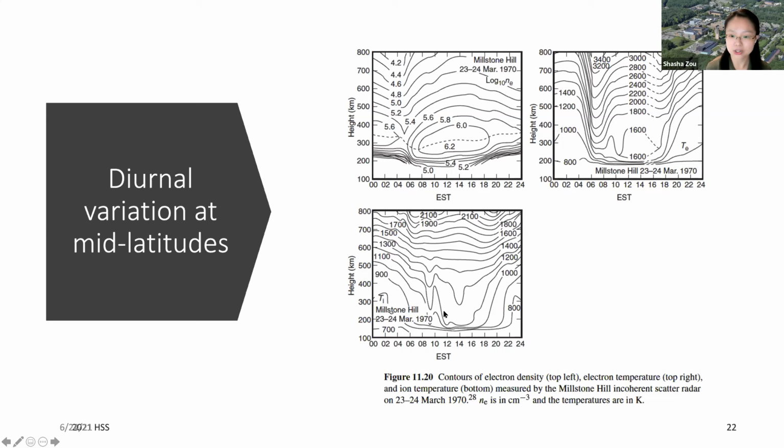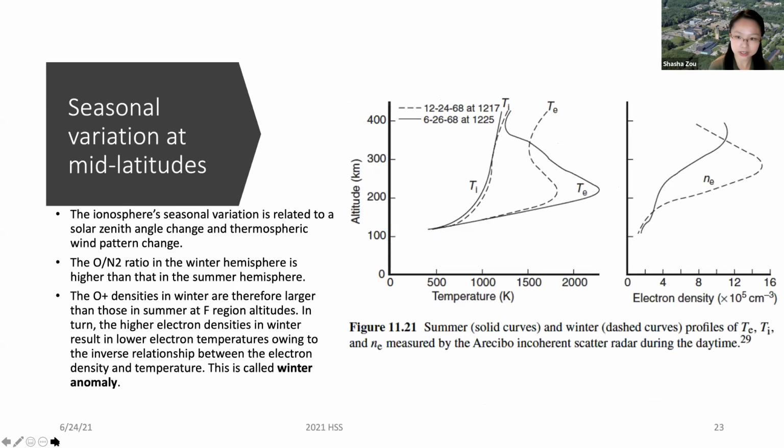Similarly, for the ion temperatures, you see a clear diurnal variation. Usually the temperature is lower than the electrons and follows the electron trend. So this is a diurnal variation.